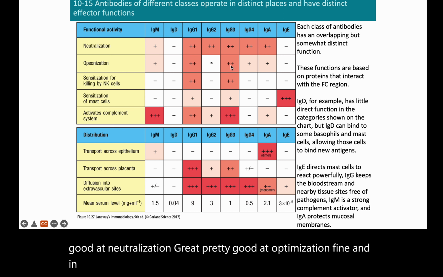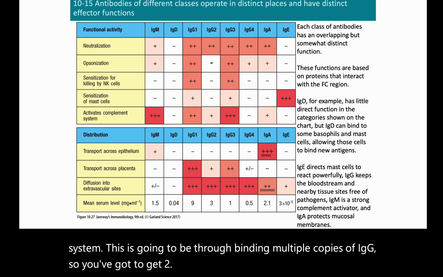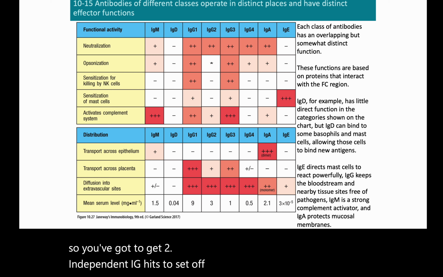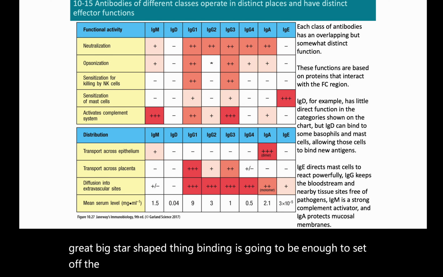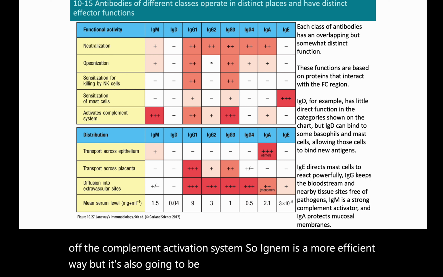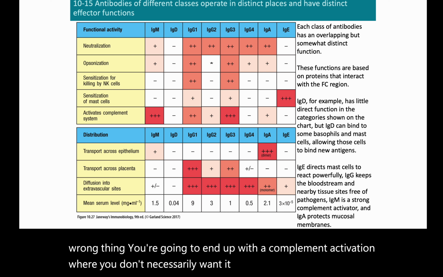And in this case, the opsonization and activation of the complement system is going to be through binding multiple copies of IgG. So you've got to get 2 independent IgG hits to set off complement, whereas one IgM, that great big star-shaped thing binding, is going to be enough to set off the complement activation system. So, yeah. IgM is a more efficient way, but it's also going to be more error-prone. If it binds to the wrong thing, you're going to end up with complement activation where you don't necessarily want it. So, yeah. IgG, it's like 2-factor authentication for your immune system.